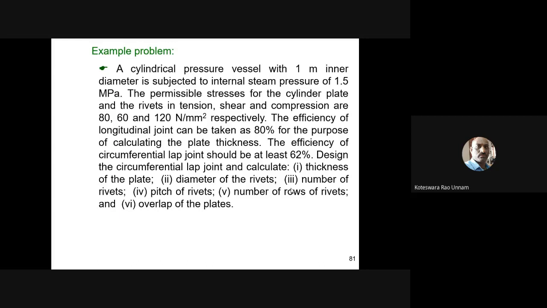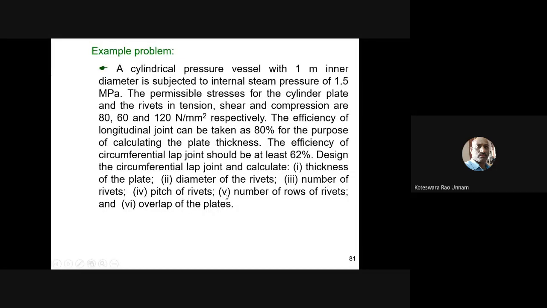Right. So now we'll see the solution. Here he has asked us to design the circumferential lap joint. In yesterday's class we saw the design procedure for the circumferential lap joint. In that, the first two things, the thickness of the boiler shell and the diameter of the rivets, are calculated based on the longitudinal butt joint only.